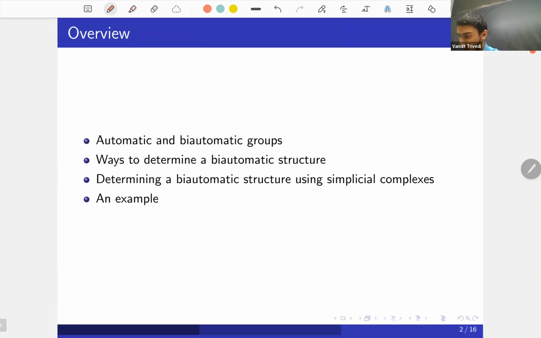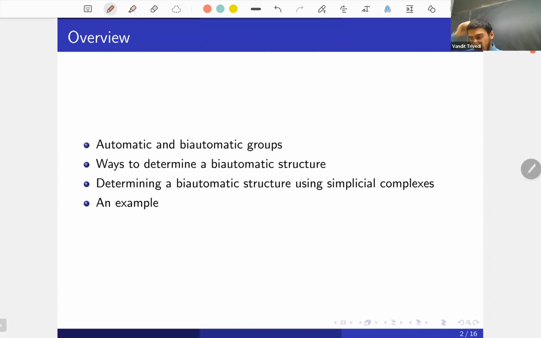So we'll get started. What we'll do today is firstly introduce automatic and biautomatic groups, provide some intuition and build up to what would be a formal definition. And then we'll look at ways to find or determine a biautomatic structure on a group. There are a few ways to do that, and we're going to look at one of those methods in particular, especially through an example of a group acting on a simplicial complex.